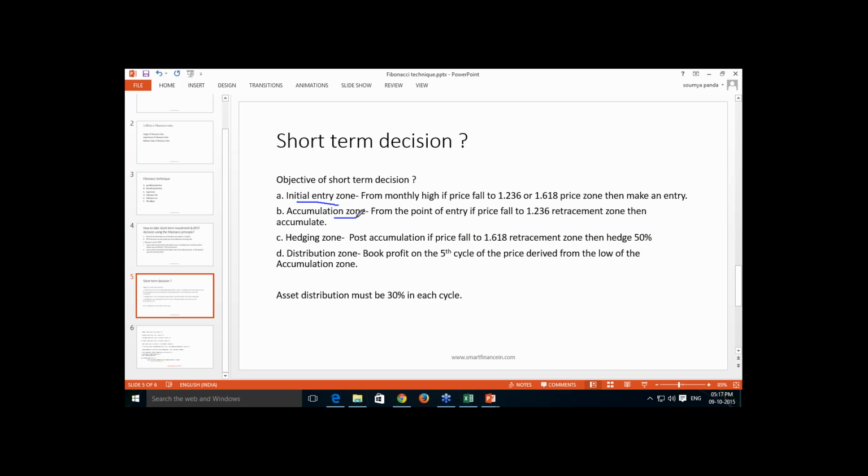So, the initial entry zone. Whenever we find a value stock, a value stock means the stock has a great beta relationship. Investors will know that there are two types of investment objective: one is value investing, another is growth investing. Whenever you talk about a growth stock, its price-earnings ratio will be good, its book value will be good, all these things. So that is a growth stock.